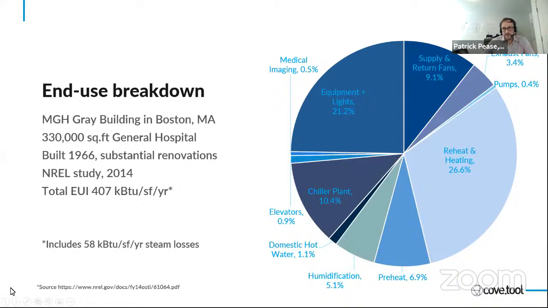So we see that, yes, equipment and lights, 21%, probably expected that. Reheat and heating, it's cold in Boston, 26%, kind of expected that. Some interesting ones are actually medical imaging. We often think that medical imaging, because MRIs themselves have a huge kilowatt demand, is going to be a huge energy use. But comparing it to the overall energy use of a hospital, it's actually very small in this case. Very similarly, say, the pumps are almost nothing. With fans added together, we get over 10%. So fan energy is very important to a hospital.